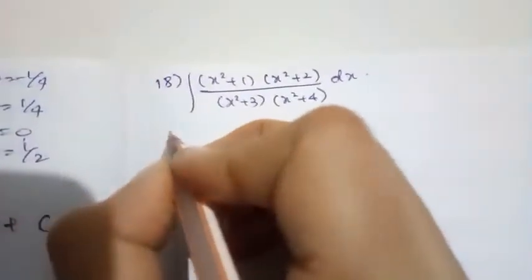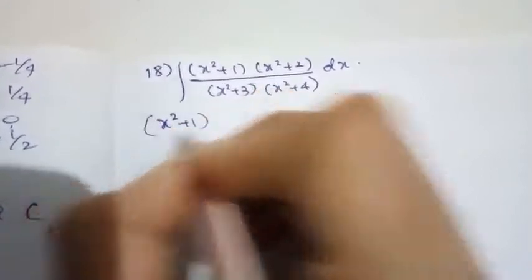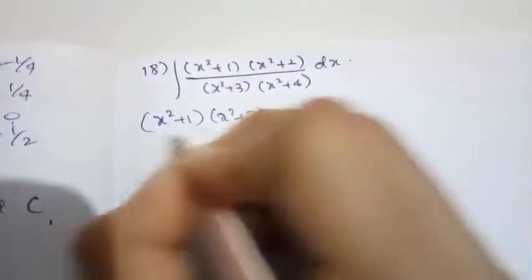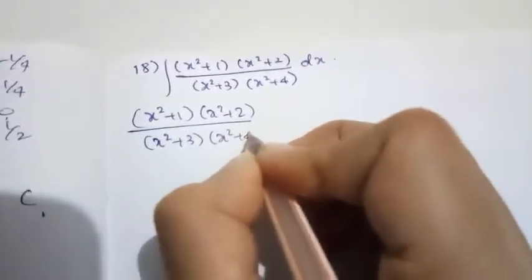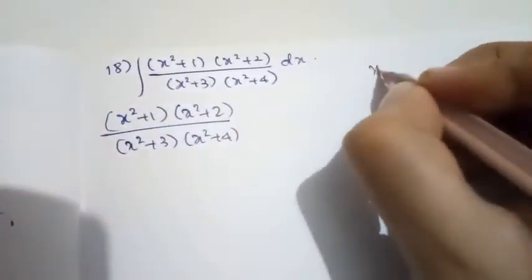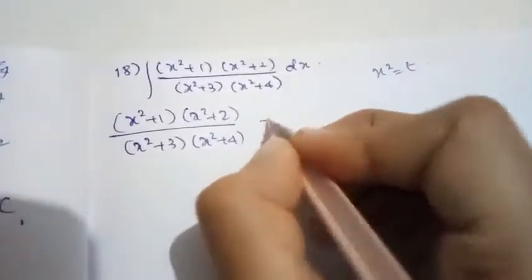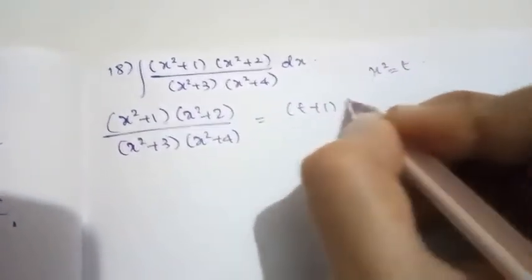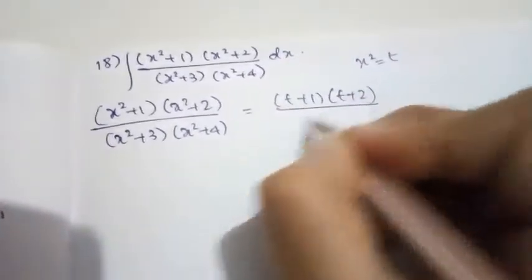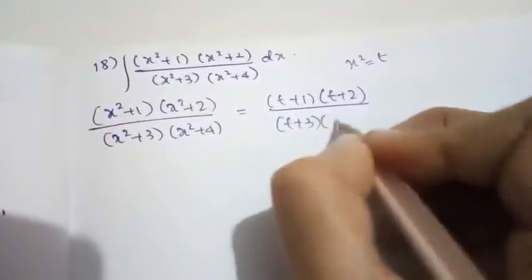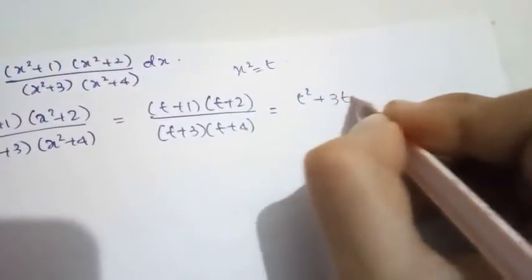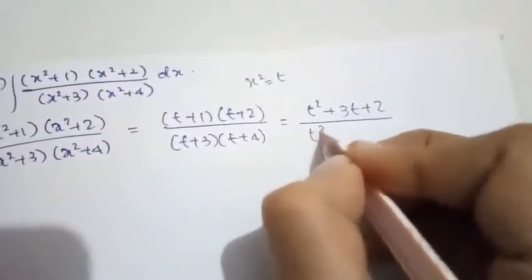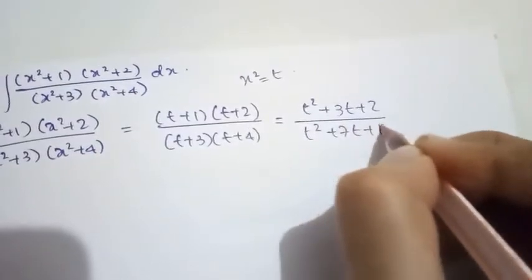Here also, by considering our integrand, that is x square plus 1 into x square plus 2 divided by x square plus 3 into x square plus 4, I am substituting x square is equal to t. What implies that? t plus 1 into t plus 2 divided by t plus 3 into t plus 4. Now multiply these two, what are we going to get? t square plus 3t plus 2 divided by t square plus 7t plus 12.